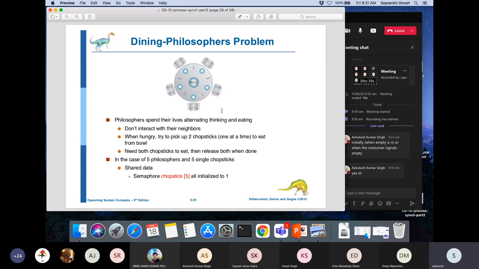Now let us see the solution. Of course, I hope you understand this problem is not at all practically used for philosophers and chopsticks. Other practical problems are mapped to this problem, and then this kind of synchronization is applied. So let's see the solution now.